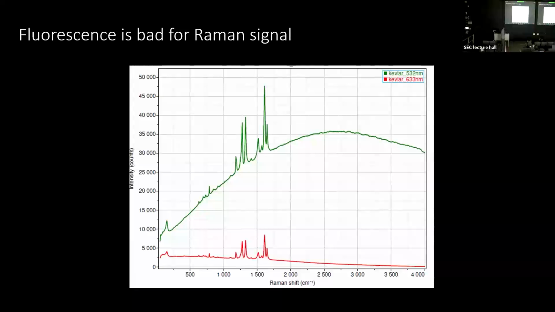In general, fluorescence is bad for Raman signal. So here are 2 different Raman spectra. One is collected with a red laser, one is collected with a green laser. The green laser is coupling into the electronic transitions. This was a piece of Kevlar that someone brought through. Kevlar is the polymer that's used in a bulletproof vest. We can see that we have some resonance Raman enhancement, but the Raman is sitting on top of this broad fluorescence background.